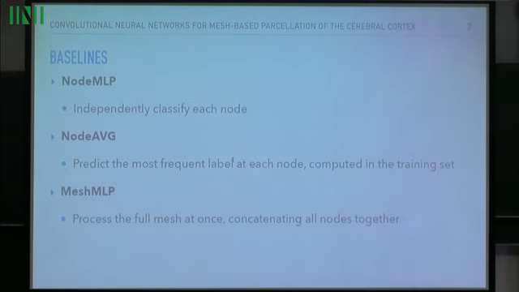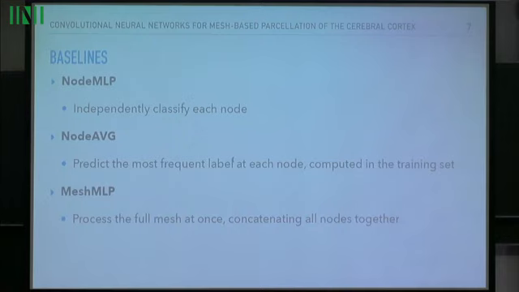Another thing we can do, because obviously there is some regularity in where brain regions get mapped, is take the node average, which is just predict whatever is most frequent in the training set and see how well that performs at test time. And also we can use the global multi-layer perceptron, which looks at all the nodes together and predicts all of their labels together. So this kind of feeds in the entire graph at once and fully connects everything to everything.